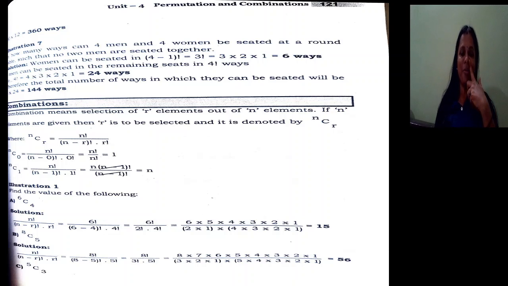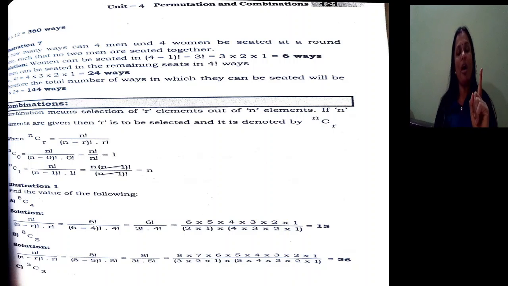So then what is the formula? The formula for calculating in how many ways we can select is NCR. N means the number of given items, and R means the items to be selected from N. So, N combination R. Try to understand, R is to be selected from the given N elements. That's why NCR is equal to N factorial divided by N minus R factorial into R factorial.